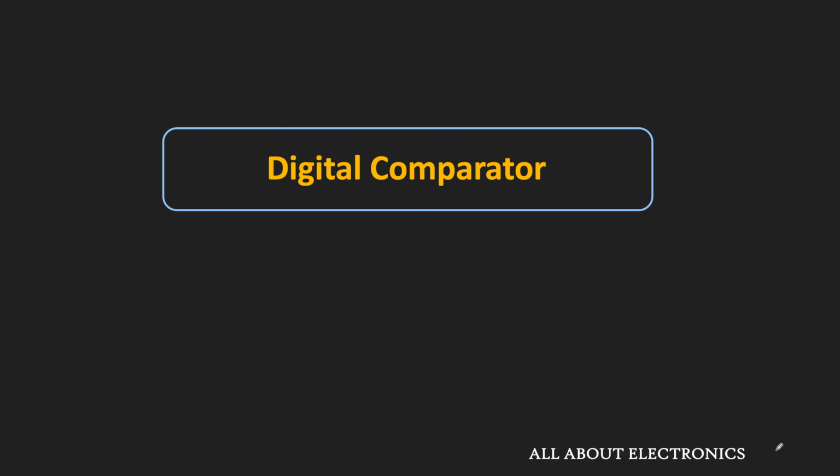In one of the earlier videos, we already learned about the analog comparator. Similarly, now let us learn about the digital comparator. This digital comparator is also known as the magnitude comparator.